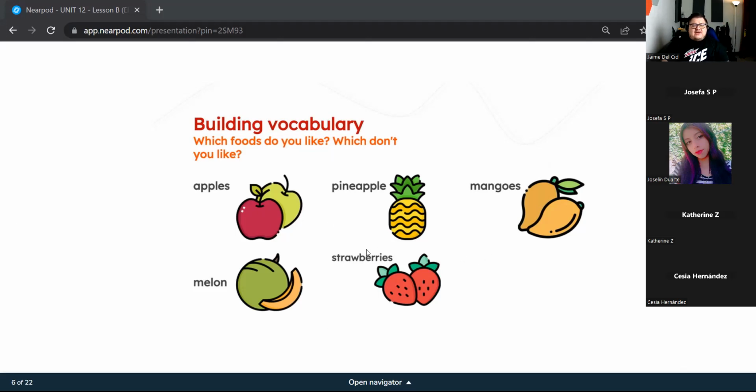So yeah, we may have a preference for strawberries, or maybe you really like mangoes, right? So mangoes would be your best fruit. That could be also, or maybe melon, right? So that's another thing. Let's go to the next one.